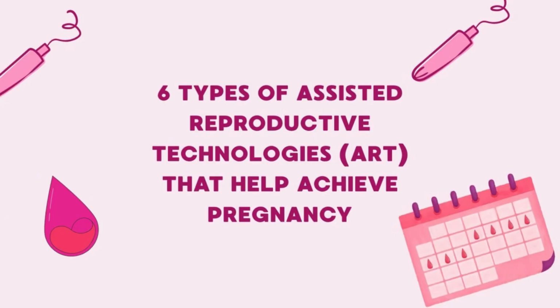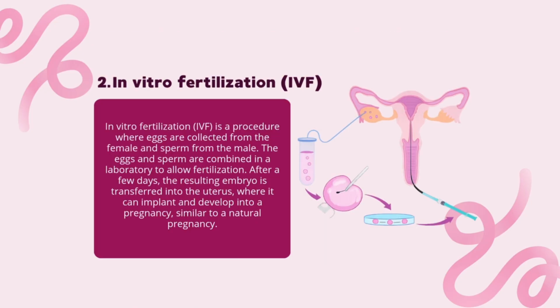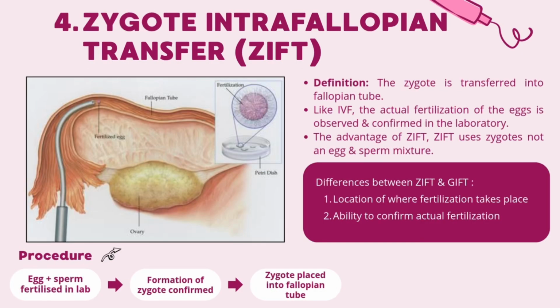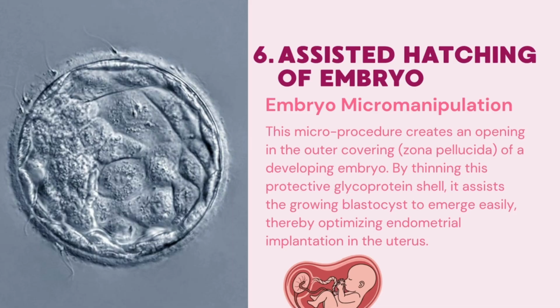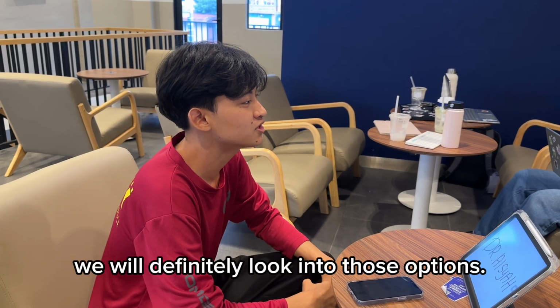So there are six types of assisted reproductive technology that help achieve pregnancy. First, artificial insemination or intrauterine insemination. Second, in vitro fertilization. Third, gamete intrafallopian transfer. Fourth, zygote intrafallopian transfer. Fifth, intracytoplasmic sperm injection. Sixth, assisted hatching of embryo. Oh, that sounds helpful. We will definitely look into those options.